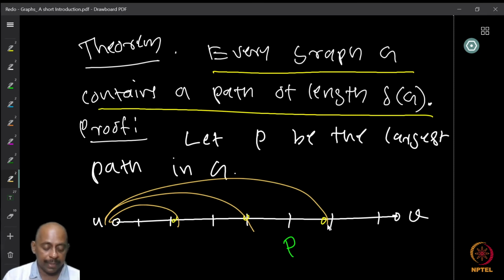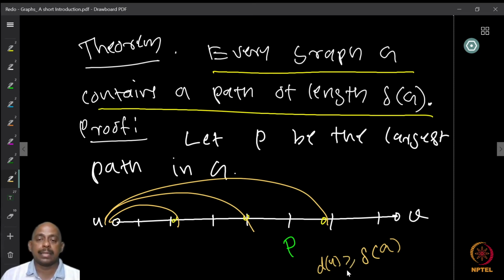Now, the minimum degree of the vertex is delta. So U has at least small delta many neighbors. Now what does it say? It says that the path we are looking at, the UV path, contains at least delta vertices which are the neighbors of U. So apart from U, you have delta more vertices in this path.